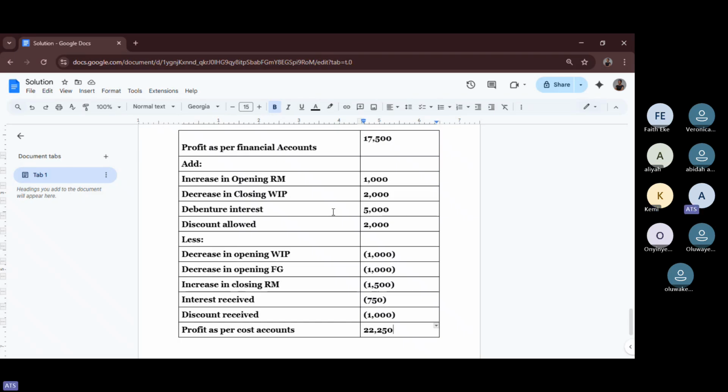Okay, I think I'll stop recording the class now. Do you have any more questions before? So next week we're going to treat integrated accounts. That means where financial and cost accounts are treated together.